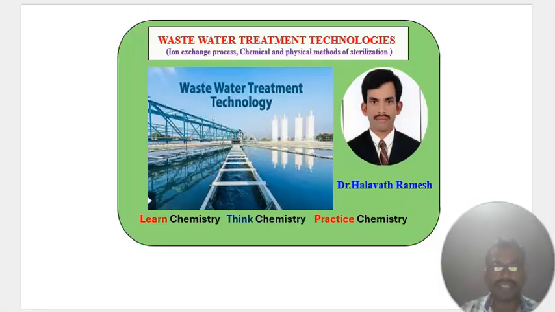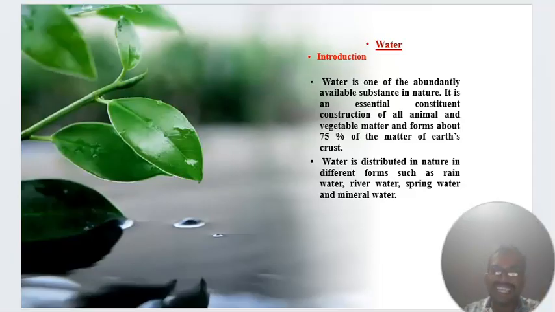Now we will discuss, slide by slide, what the steps and methods involved in wastewater treatment technology are. Before we discuss wastewater treatment technology, we first need a basic understanding of what water is. Water is one of the most abundant substances in nature. It is an essential constituent of all animal and vegetable matter, and it forms about 75% of matter in the earth's crust. Water is distributed in nature in different forms such as rainwater, river water, spring water and mineral water. This is a short introduction about water.